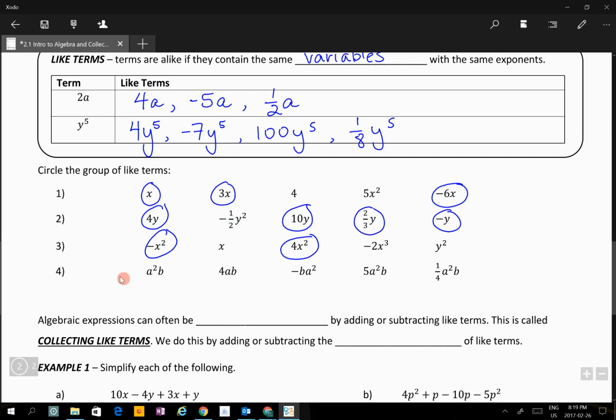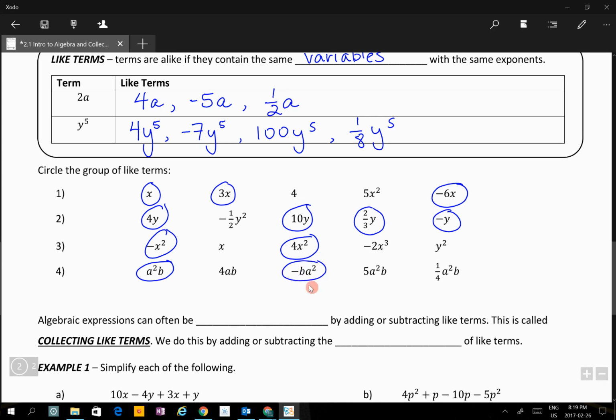Number 4, what about more than one variable? Well, it sure can happen. A squared b. So now I'm going to look for other terms with an a squared and a b. Here I have a single a and a single b. That doesn't work. Here I have a single b and an a squared. So this one works as well.